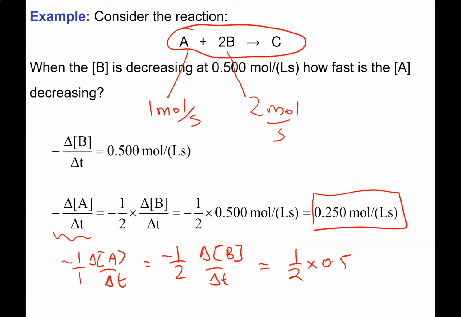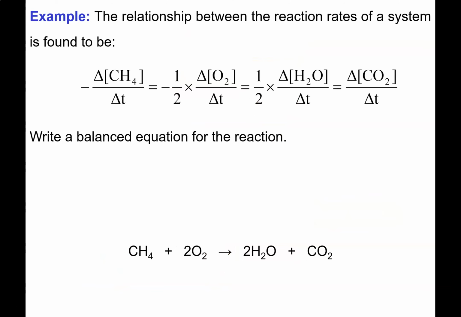So it's pretty simple. If you kind of get a little bit confused with the minus signs, don't worry about it. Just remember that reaction rates are always expressed as positive numbers, and use your sort of intuition there.